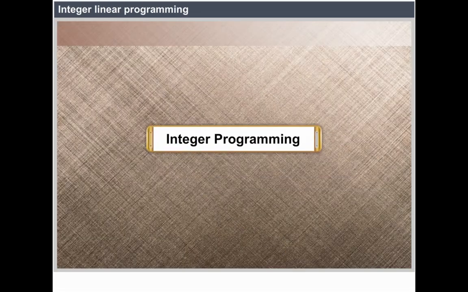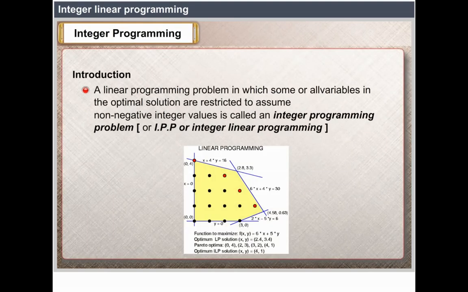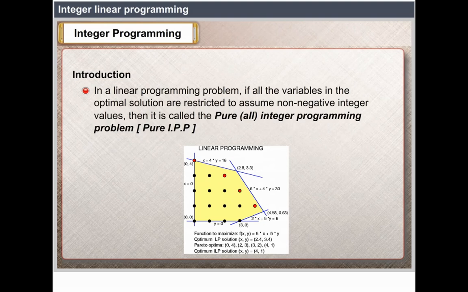Integer linear programming. Integer programming. Introduction. A linear programming problem in which some or all variables in the optimal solution are restricted to assume non-negative integer values is called an integer programming problem, or IPP, or integer linear programming. In a linear programming problem, if all the variables in the optimal solution are restricted to assume non-negative integer values, then it is called the pure all integer programming problem.